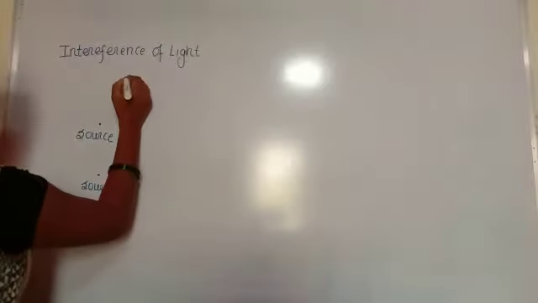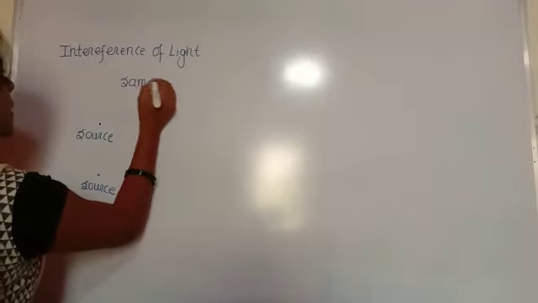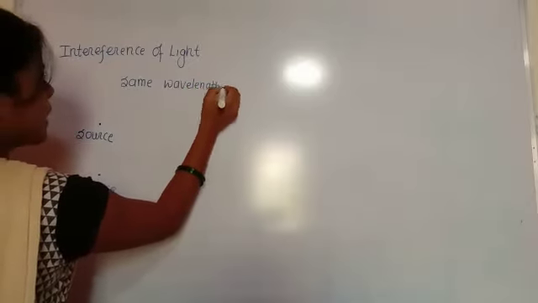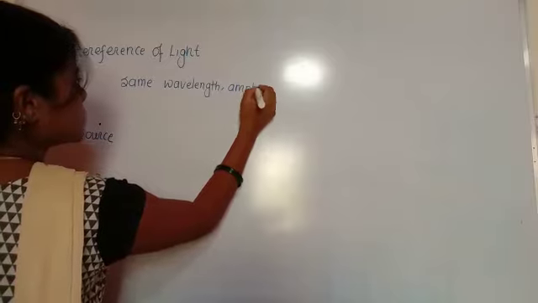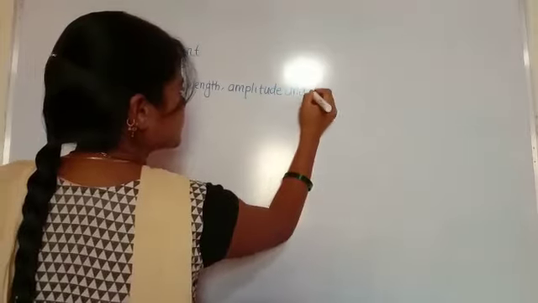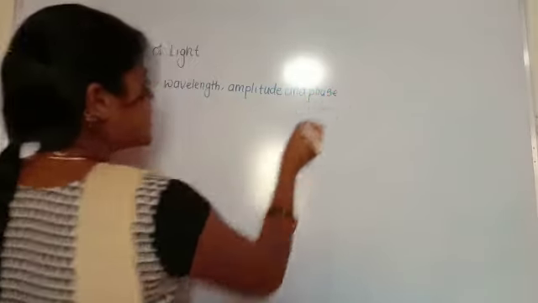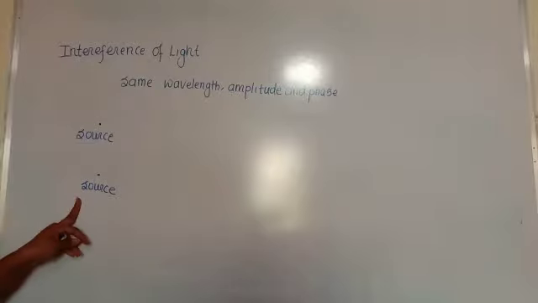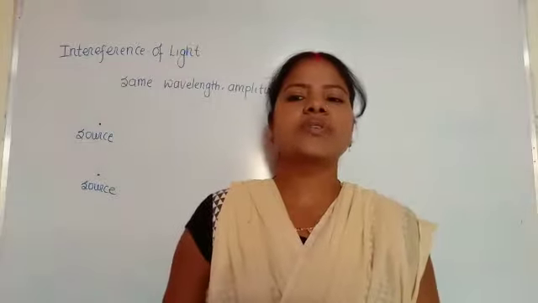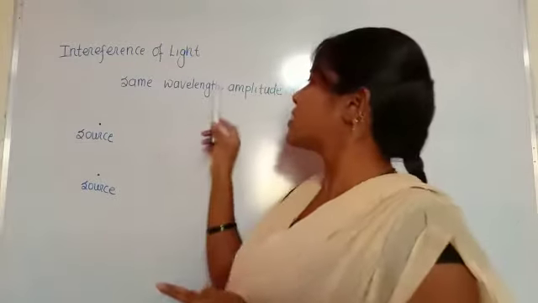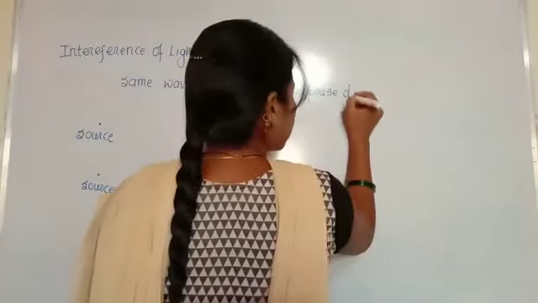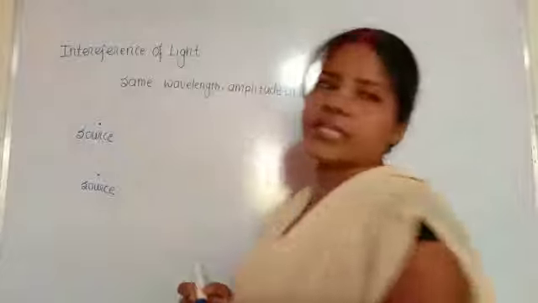It means the waves spreading from these sources have the same wavelength, amplitude and phase difference. These two sources give out or spread light energy in a continuous manner. The continuous waves have the same wavelength, same amplitude and same phase difference, and same phase difference means a constant phase difference.